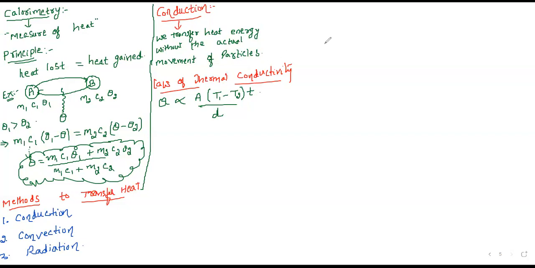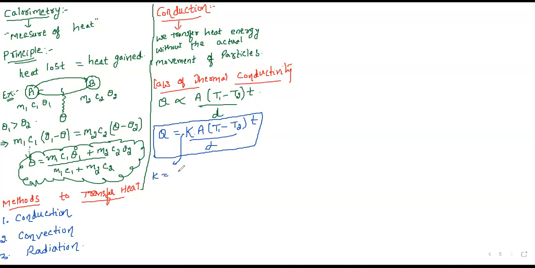That is, Q is proportional to A (T1 minus T2) t divided by d. So Q is equal to K A (T1 minus T2) t divided by d, where K is a constant. That constant K is called the coefficient of thermal conductivity. What is that constant K called?